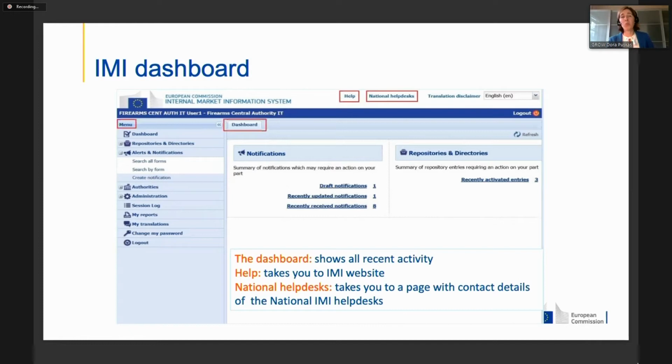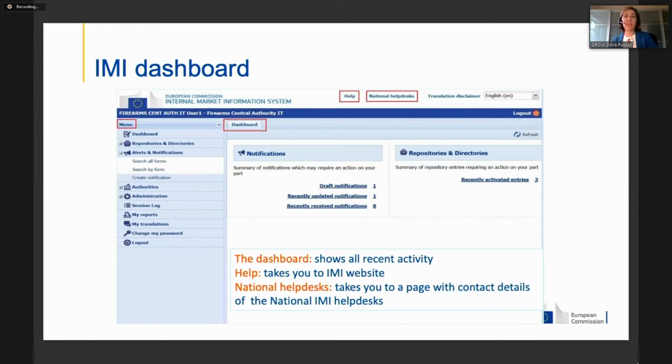Now, if we move to the biggest section of the home screen, this is what we call the dashboard. The dashboard shows all recent activity that took place regarding the modules and the exchanges you are involved in. It facilitates your everyday work and lists all the necessary actions with an easy link to those where action is needed.